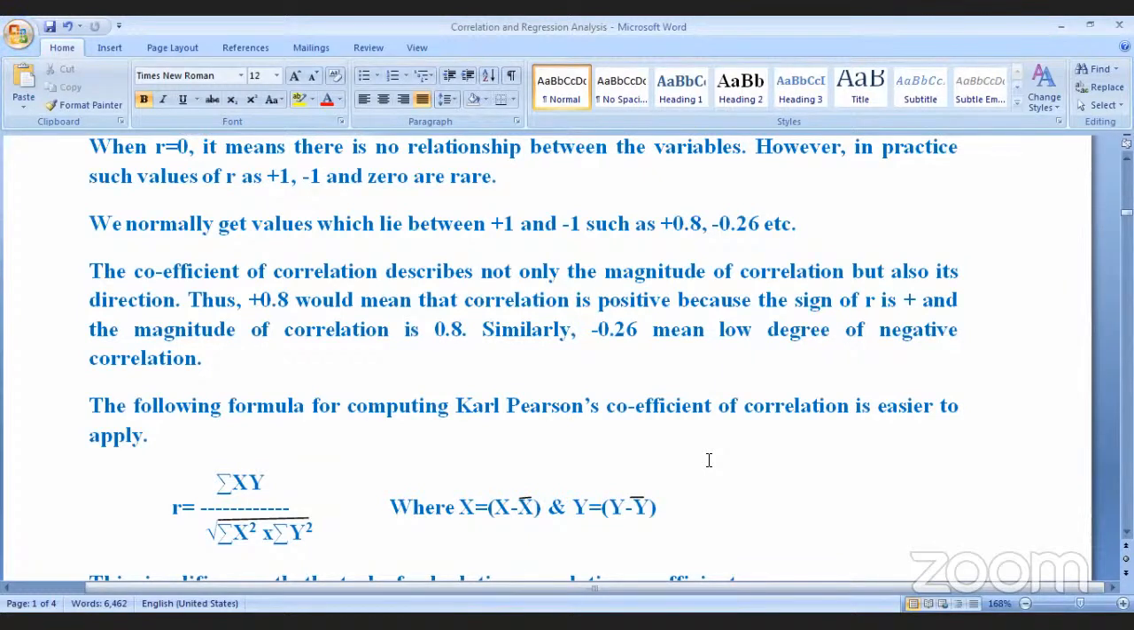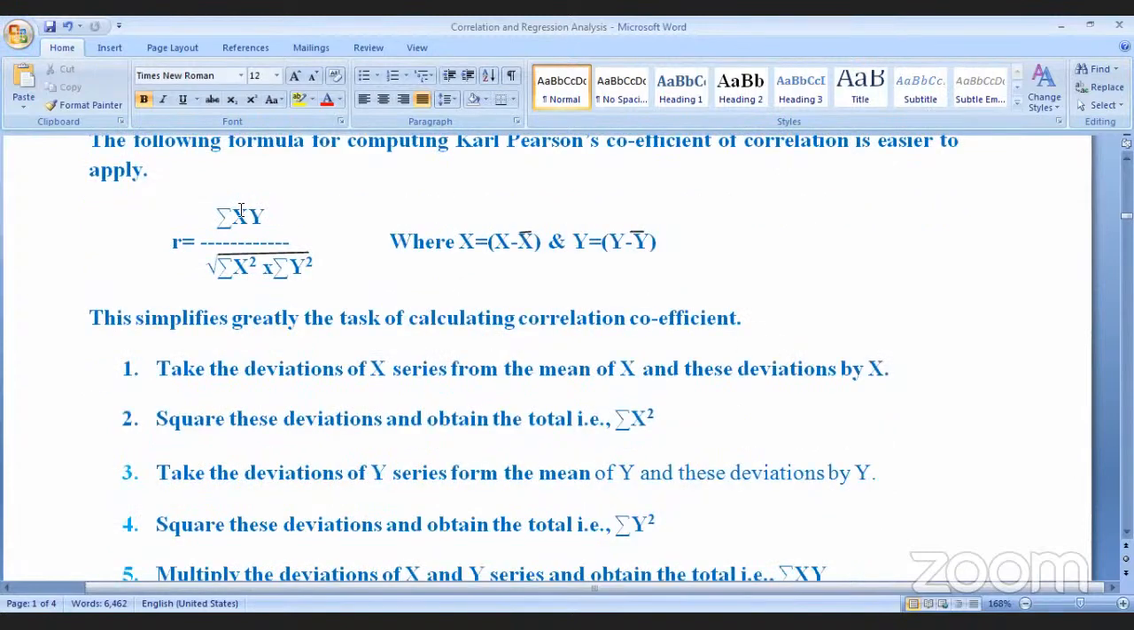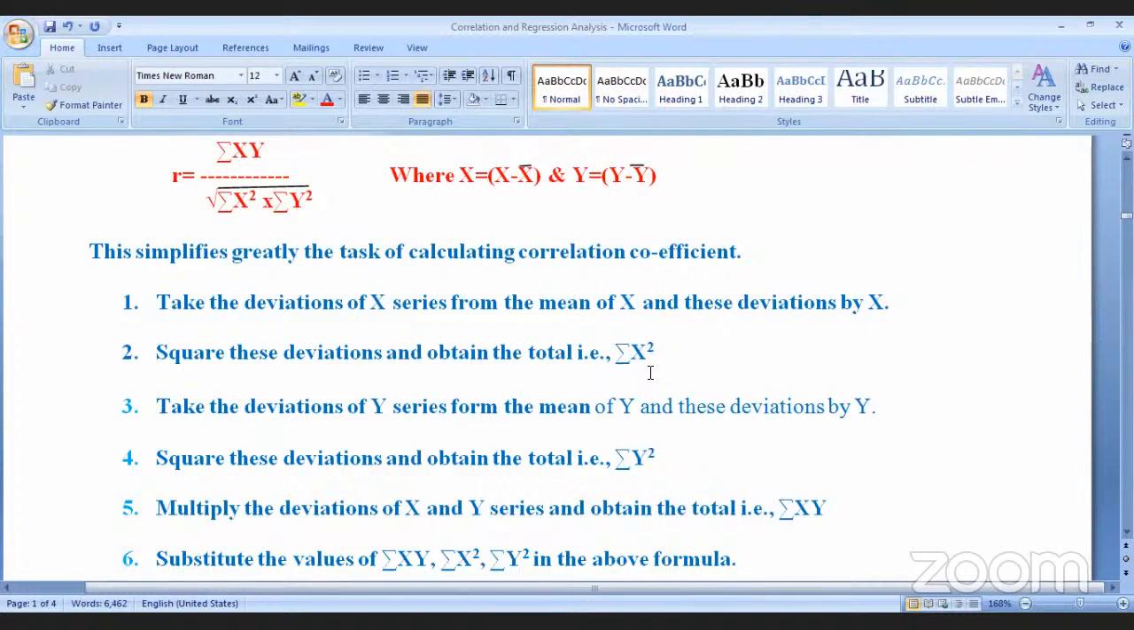With the help of the following formula, it is much easier to calculate Pearson's coefficient of correlation. Observe the formula carefully. r is equal to sigma xy divided by the square root of sigma x square into sigma y square, where x is equal to X minus X bar and y is equal to Y minus Y bar. This simplifies greatly the task of calculating the correlation coefficient. Take the deviation of the x series from its mean. I will go to the problem, then you will get a complete idea.